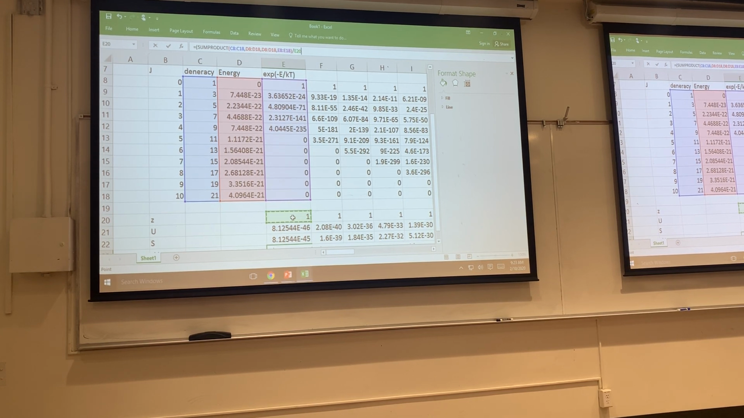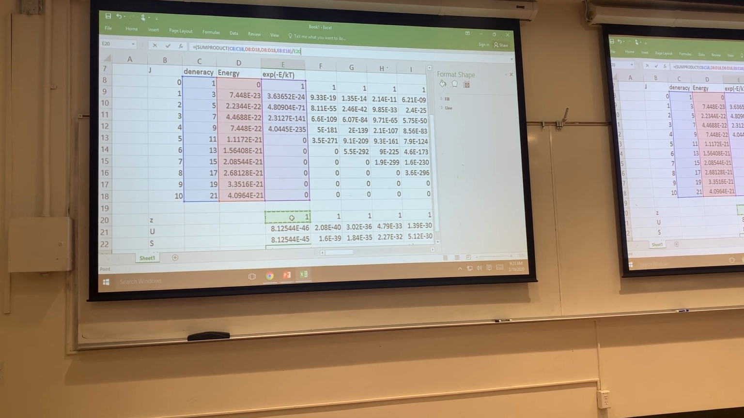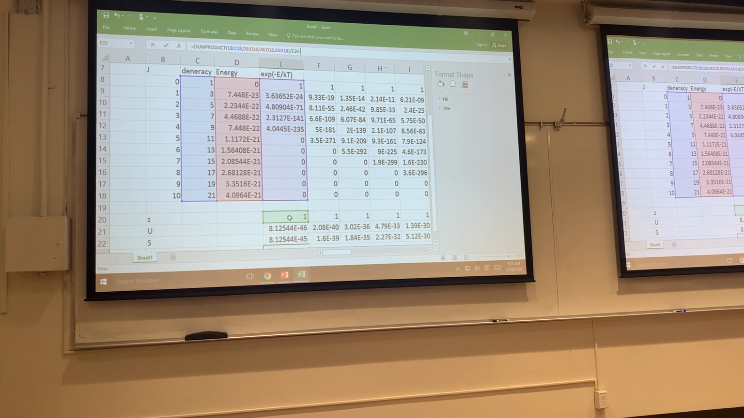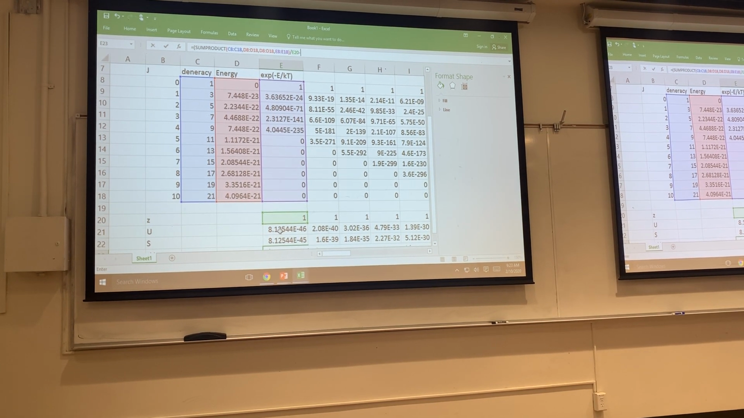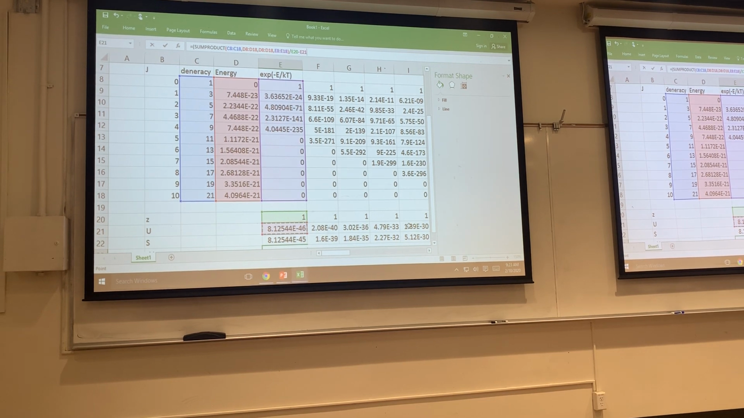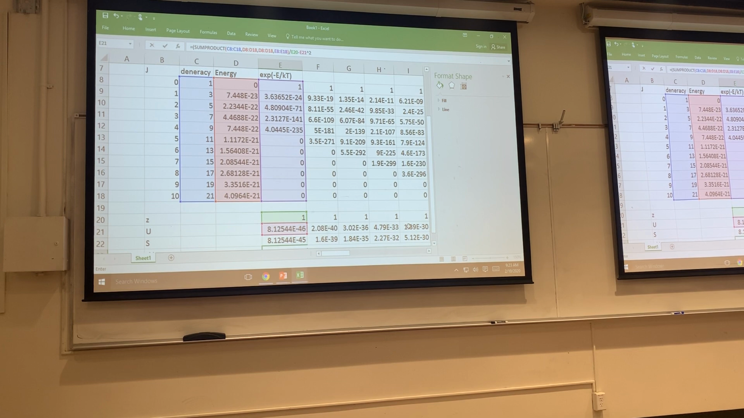And then I need to have it minus the energy squared. The energy already I calculated, so I don't really need to do much about this one. I just need to square that. And then I need to divide the whole thing by k Boltzmann and the temperature squared.